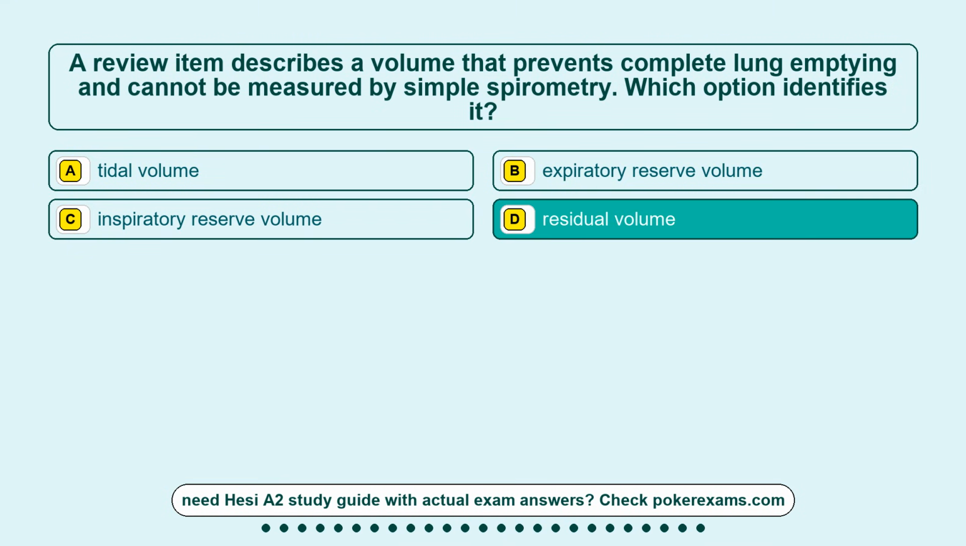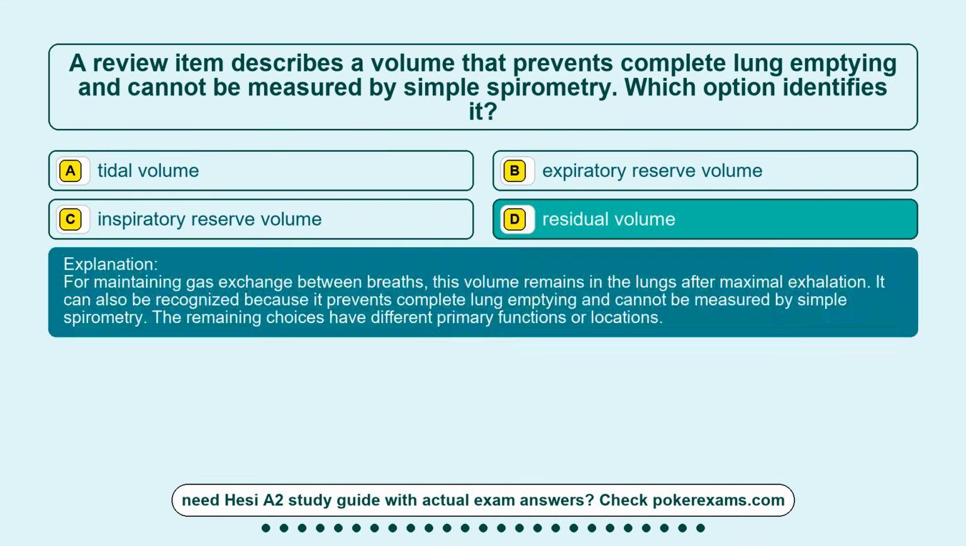The correct answer is option D, residual volume. For maintaining gas exchange between breaths, this volume remains in the lungs after maximal exhalation. It can also be recognized because it prevents complete lung emptying and cannot be measured by simple spirometry. The remaining choices have different primary functions or locations.